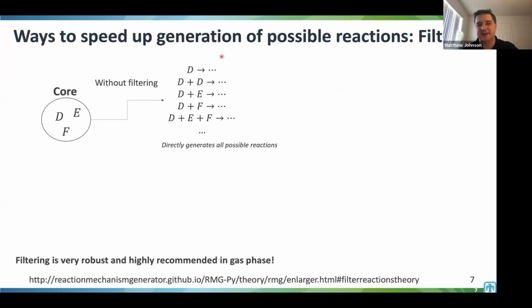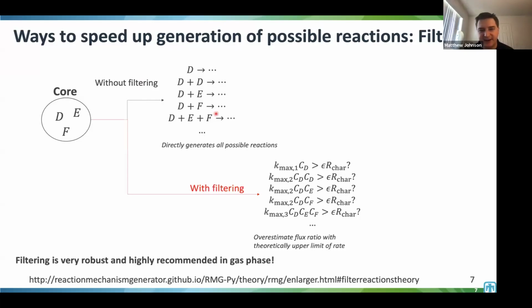Another way to speed up generation of reactions is by using filtering. Nominally, what RMG does without filtering is it takes everything in the core and reacts everything in the core with everything else, generates all of those reactions, and then adds everything that gets generated to the edge.